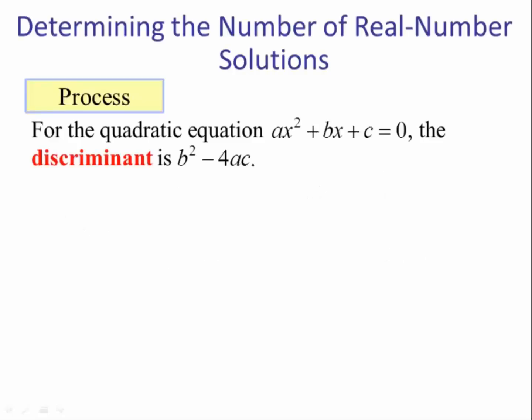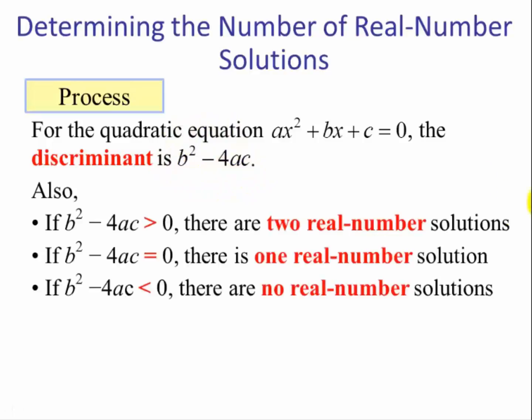Lesson objective: determining the number of real number solutions. Process: for the quadratic equation ax squared plus bx plus c equals 0, the discriminant is b squared minus 4ac. This expression is what's in the square root in the quadratic formula. If the discriminant is greater than 0, there will be two real number solutions. Because this is a positive number, you take the square root of a positive number and you get a real number. If b squared minus 4ac equals 0, then the square root of 0 is 0, which is one real number. So we will have one real number solution.